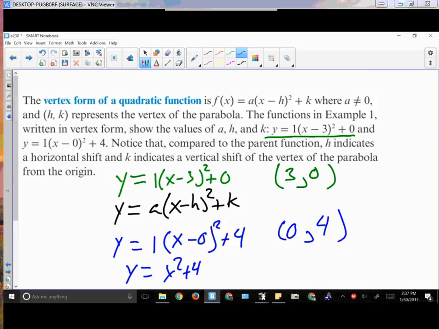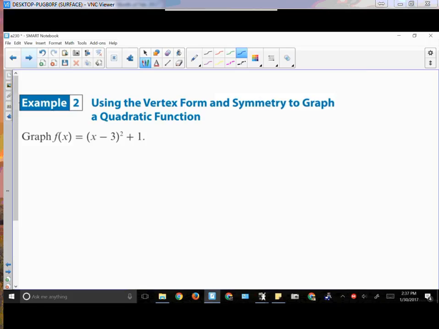So being able to write the equation in this form is extremely helpful for us. We can always use this to go and identify where the vertex of the parabola is. Now we have also seen earlier in the year where we had the vertex of the parabola also identified where the line of symmetry was, right? So, let's try this. Using the vertex form of symmetry to graph a quadratic equation.